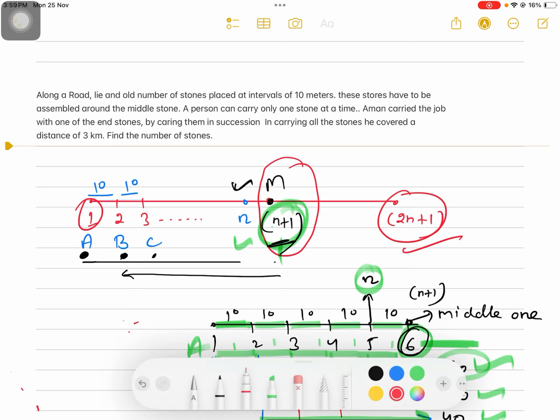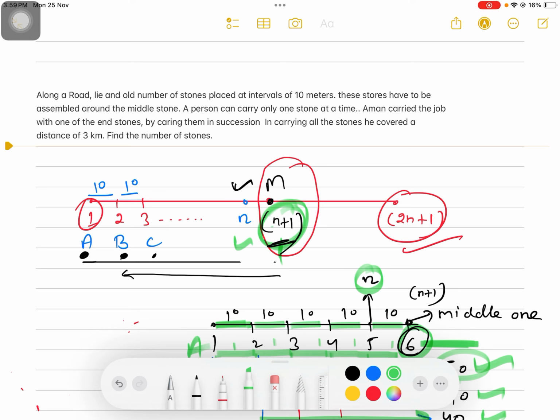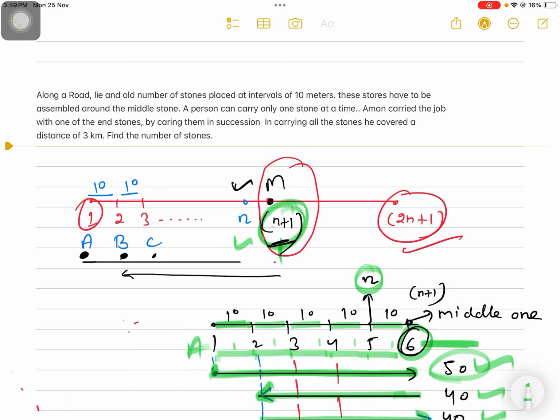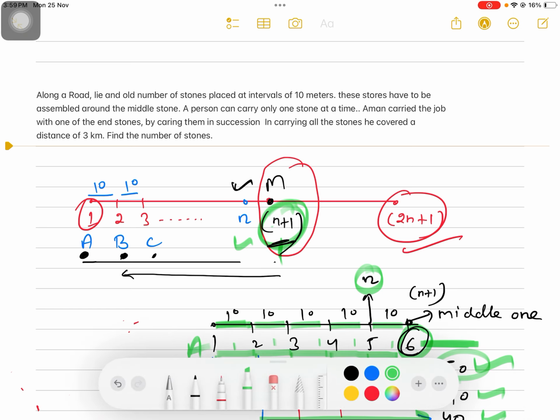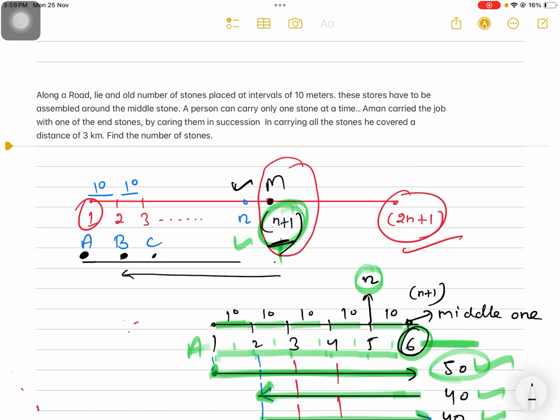So first, let me make you understand what the question is saying. The question is saying the total number of stones is an odd number. How to represent an odd number? Odd numbers are represented by 2n plus 1 only. This is the representation of the odd number. So let us suppose there are 2n plus 1 stones lying on the road.